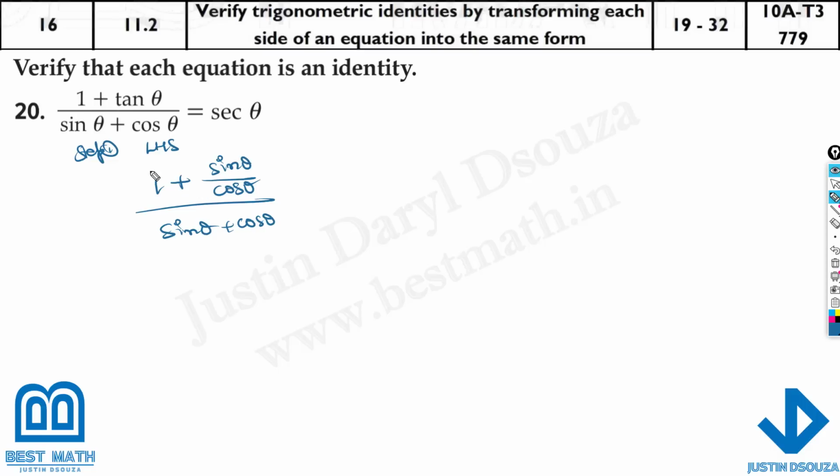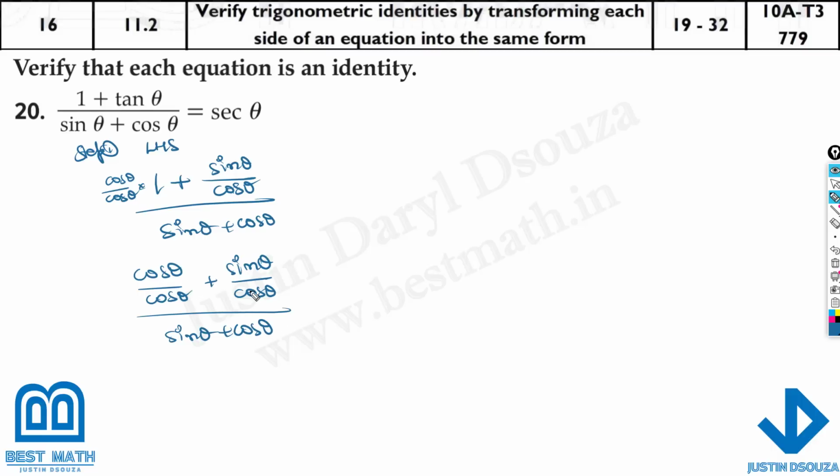You can see it's a whole number over here. There is a fraction. So what we can do is get the denominator the same. How do we get this denominator over here? There's nothing. It's a 1. So multiply and divide by cosine theta. When you multiply and divide this 1 by cosine theta, now you have a denominator of cosine theta. What happens over here? It's cosine theta divided by cosine theta plus sine theta divided by cosine theta. This entire thing divided by sine theta plus cosine theta.